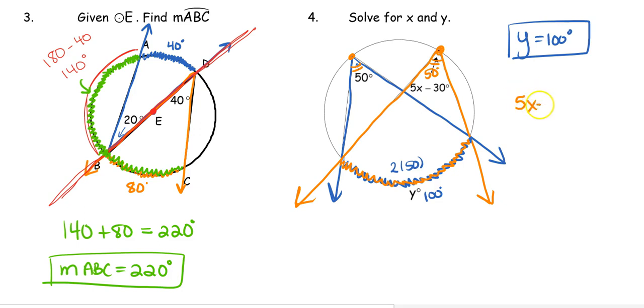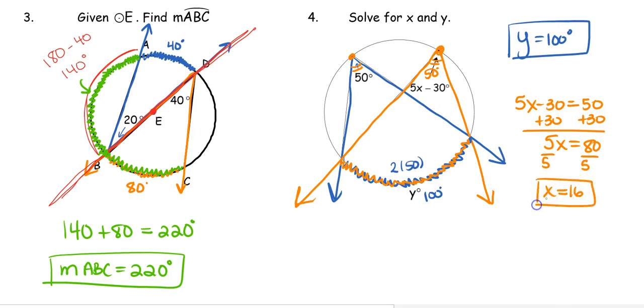So I know that 5x minus 30 is equal to 50. We add the 30 over. 5x is equal to 80. We divide by 5, and we find that x is going to be equal to 16.